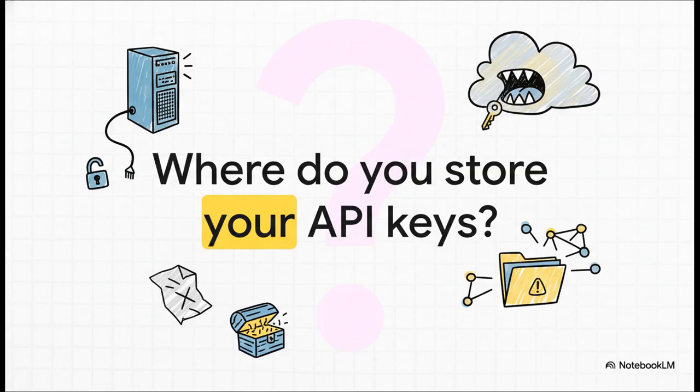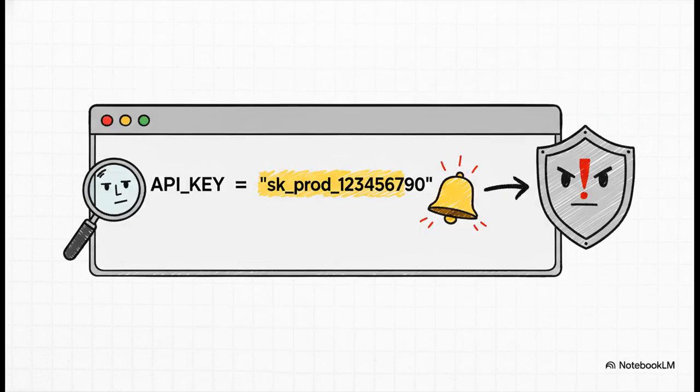All it takes is one accidental git push to a public repository, and boom, those secrets are out there for everyone to see. If you see a line of code like this, alarm bells should be going off in your head. That is a secret just sitting out in the open.